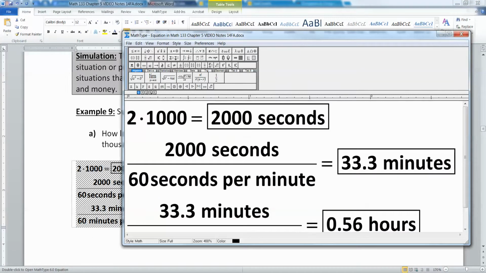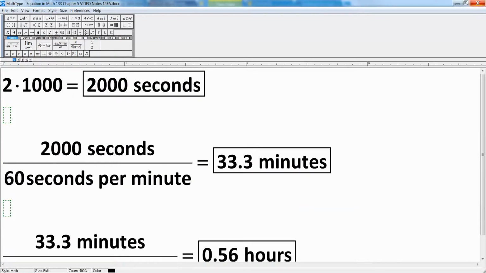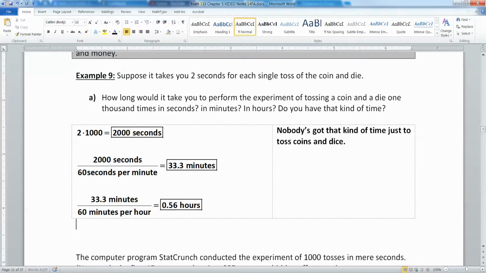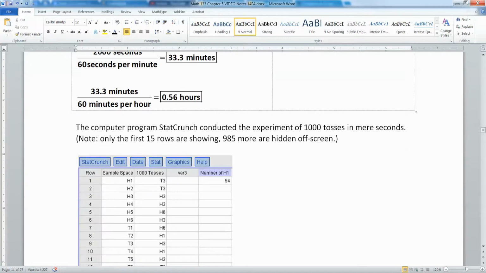You already see how this goes. You take 2,000 seconds divided by 60 seconds per minute. That gets you 33.3 minutes, and that's 0.56 of an hour, which you don't have that kind of time to toss coins and dice around, right? Nobody's got that kind of time. So we're going to have to make a computer program do it for us. I have the computer program StatCrunch here, and it's conducted the experiment of 1,000 tosses in mere seconds.